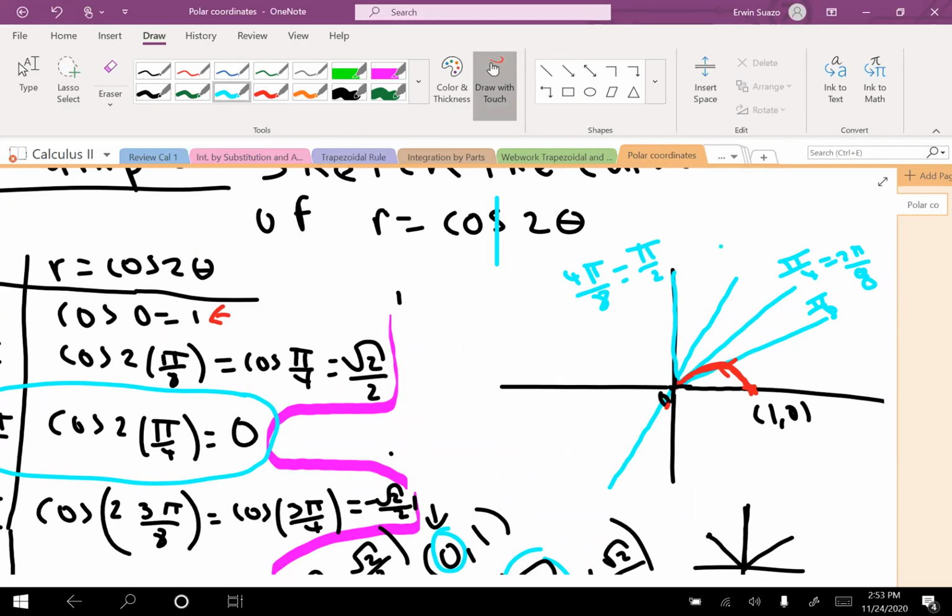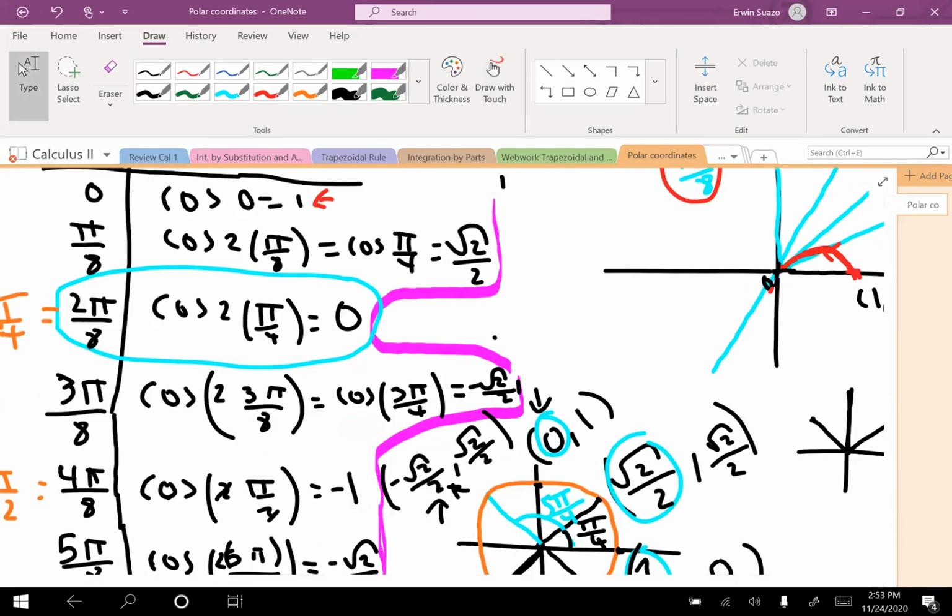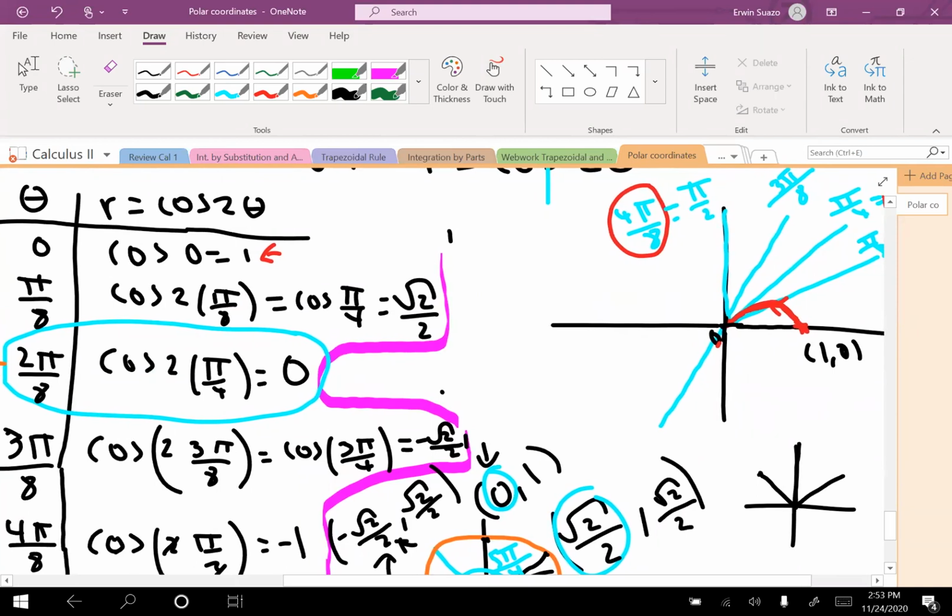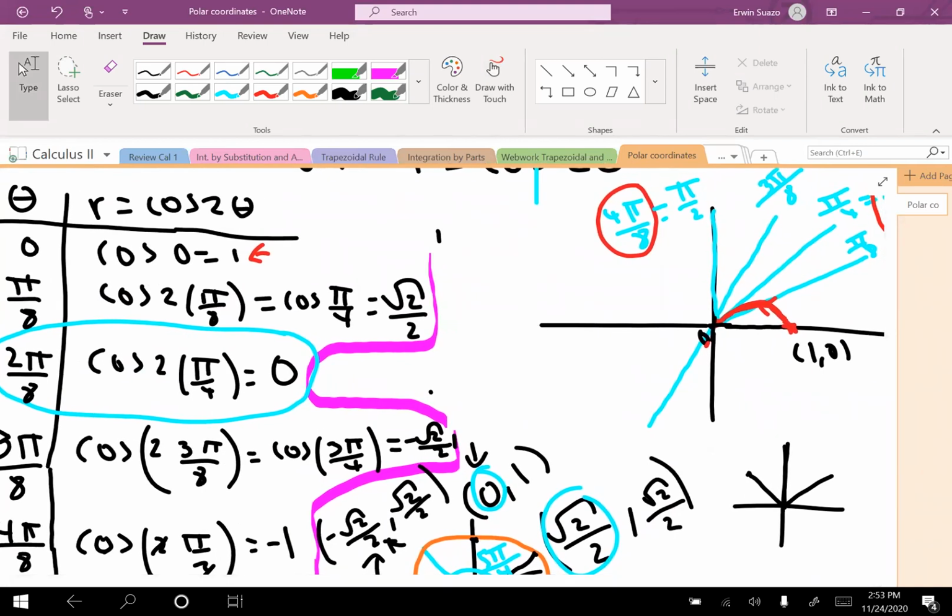This is 3 pi over 8, because it's between 4 pi over 8 and 2 pi over 8, right? Don't worry, we're almost done. So this is 3 pi over 8. The radius here is minus the square root of 2 over 2. So instead of going positive, I go negative. So my point is here. That's my next point.